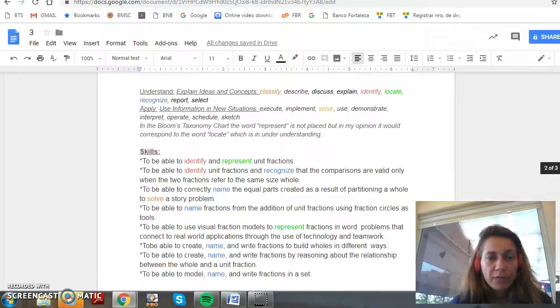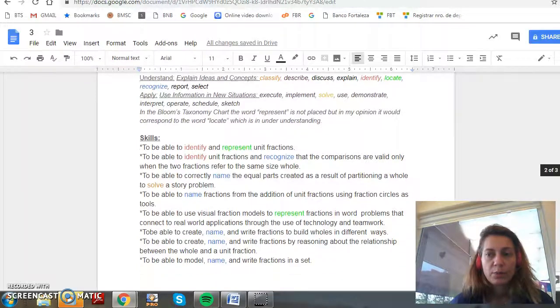To be able to name fractions from the addition of unit fractions using fraction circles as tools. To be able to use visual fraction models to represent fractions in word problems that connect to real-world applications through the use of technology and teamwork. To be able to create, name, and write fractions to build wholes in different ways. To be able to create, name, and write fractions by reasoning about the relationship between the whole and a unit fraction. To be able to model, name, and write fractions in a set.